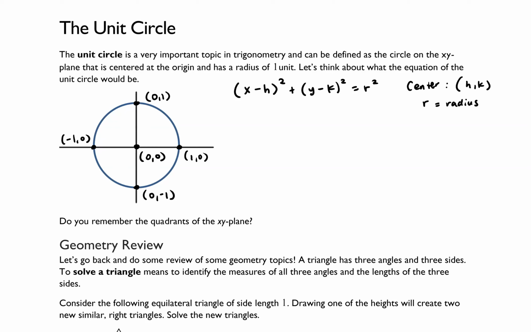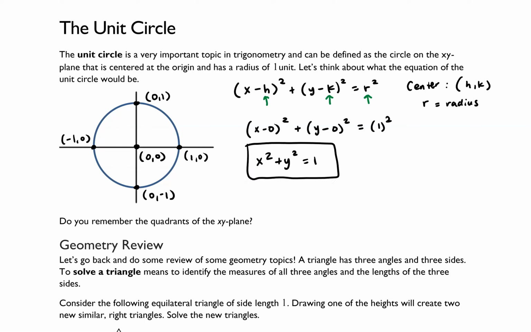Now, because this is the unit circle, we can fill in the values for h, k, and r. We know that the center is (0, 0), so we could write (x minus 0) squared plus (y minus 0) squared, and we know that the radius is 1, so we can write 1 squared. And if we go ahead and simplify this, this is just going to end up becoming x squared plus y squared is equal to 1. And it turns out that this is the formula for the unit circle.